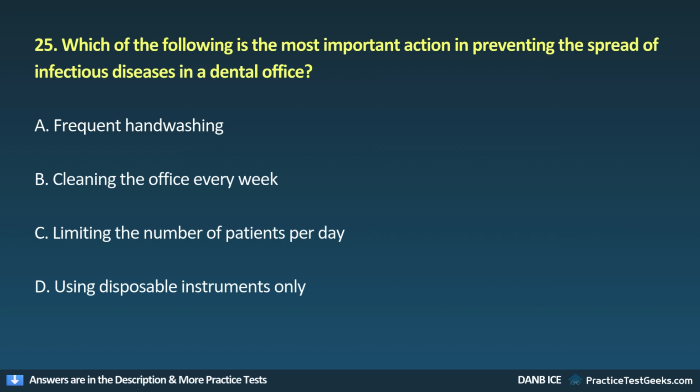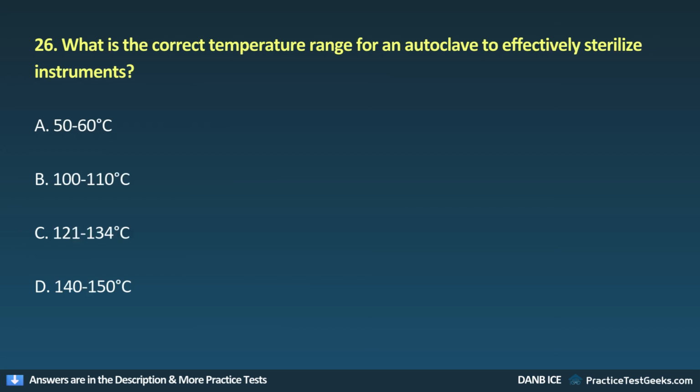25. Which of the following is the most important action in preventing the spread of infectious diseases in a dental office? A. Frequent hand washing. B. Cleaning the office every week. C. Limiting the number of patients per day. D. Using disposable instruments only.